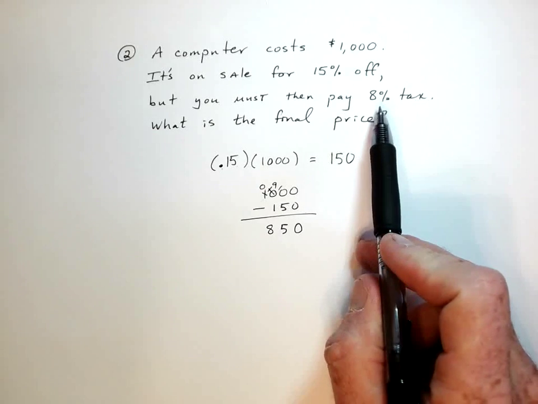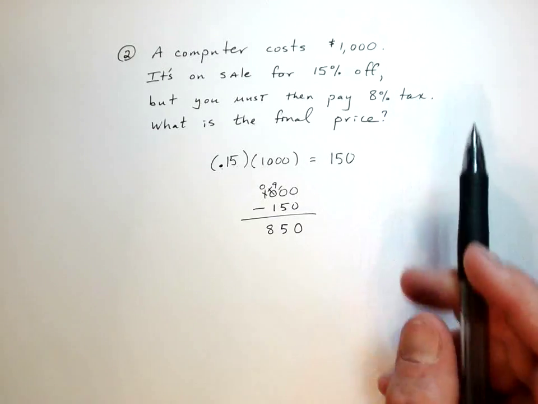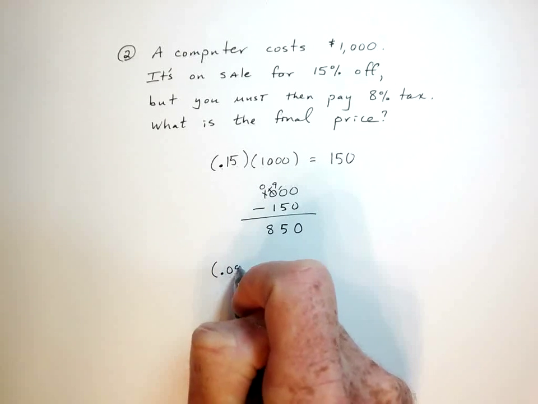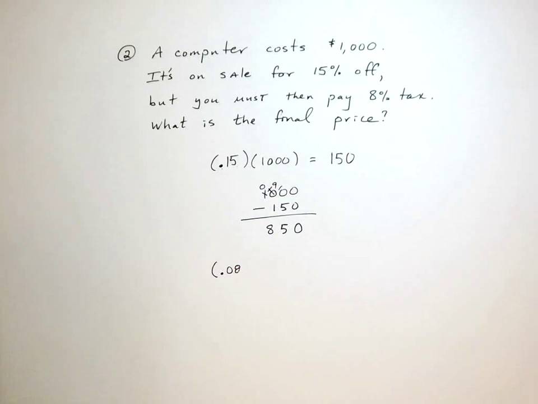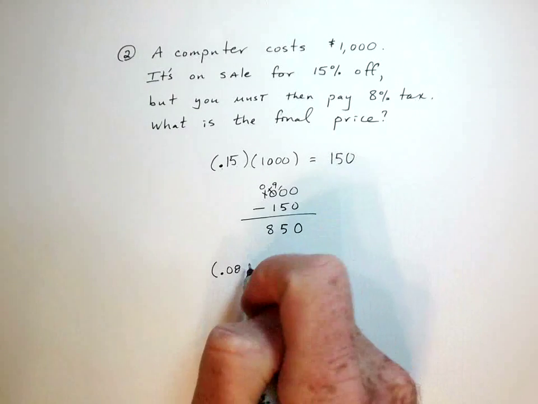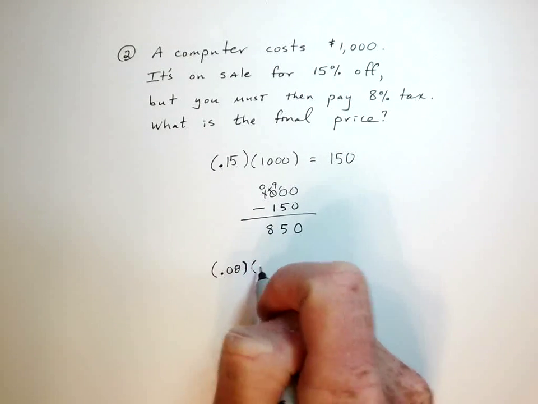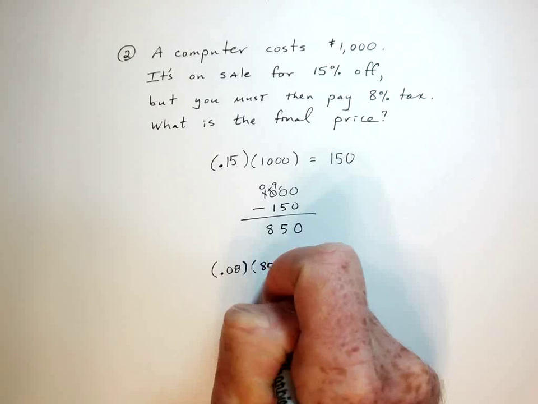Now for the next part, pay 8% tax. So 8% is the decimal 0.08, and then, excuse me, my pen just broke. This math is too hard for my pen. I just broke my pen. Okay, here we go. And then multiply with 850.